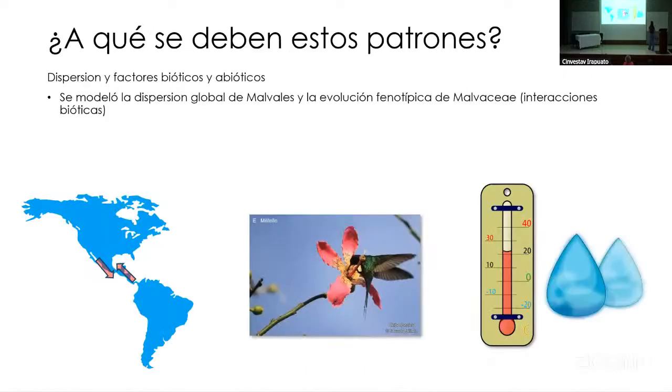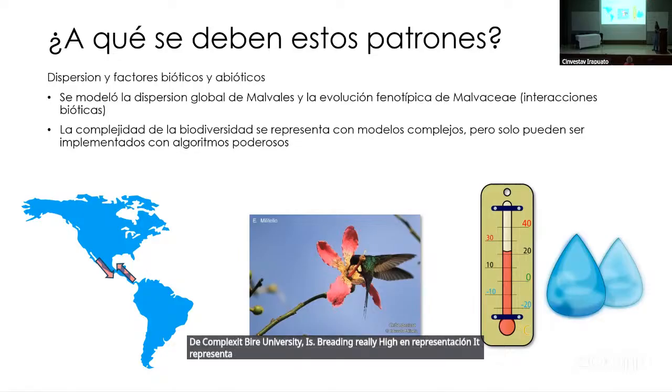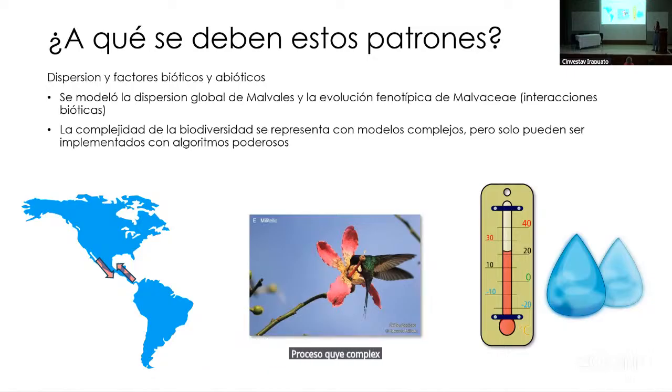So to come back to one of my first slides, I showed you today how I model dispersal globally for the order Malvaceae and some of the phenotypic evolution of Malvaceae. This represents dispersal and biotic factors. The complexity of biodiversity is really high, and it's represented by complex models. For example, the fossilized birth-death process is quite complex, but we cannot optimize these models unless we have really powerful algorithms. So that's my algorithm conclusion.